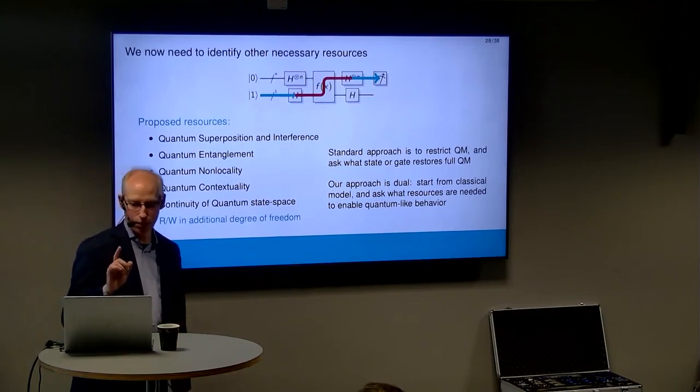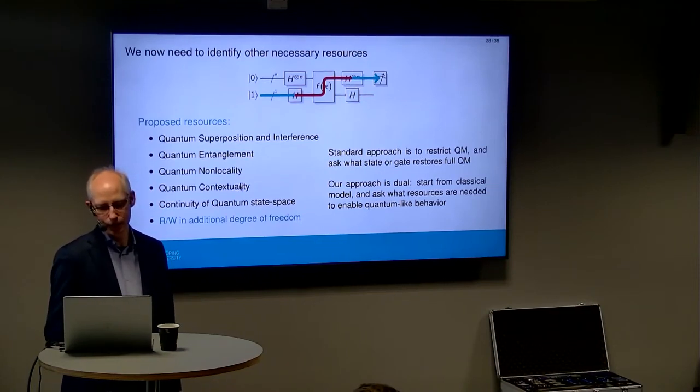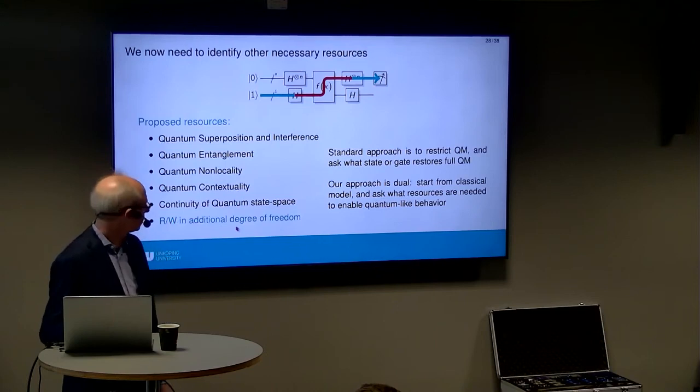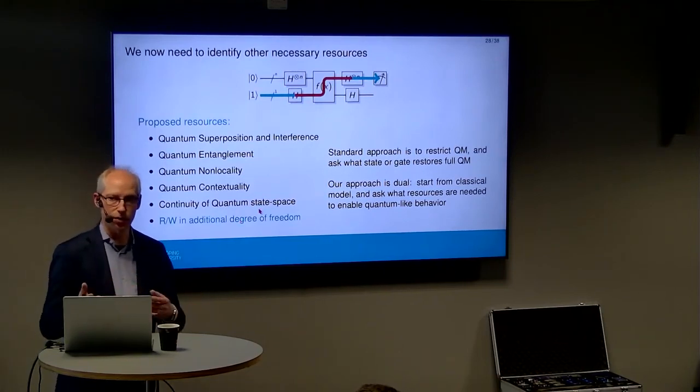What we do in the group is that we've now found that it really is needed that we can read and write in an additional degree of freedom. And now what we're looking at is asking, what more do we need to actually achieve this phase preservation property?